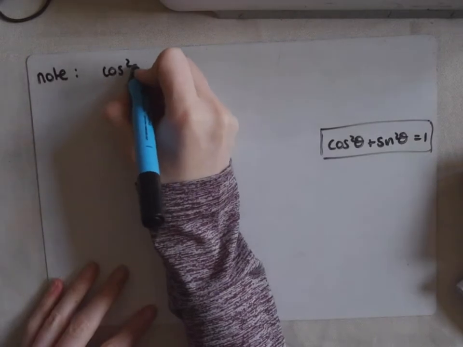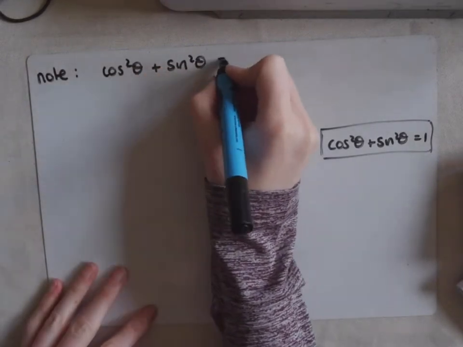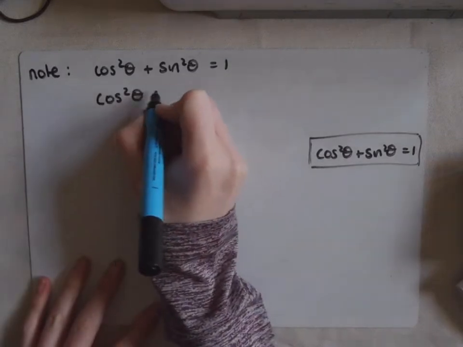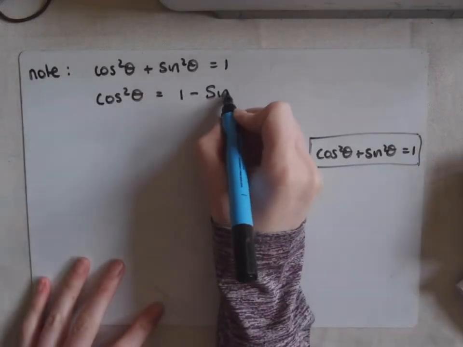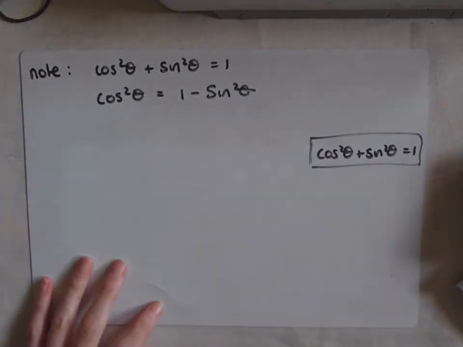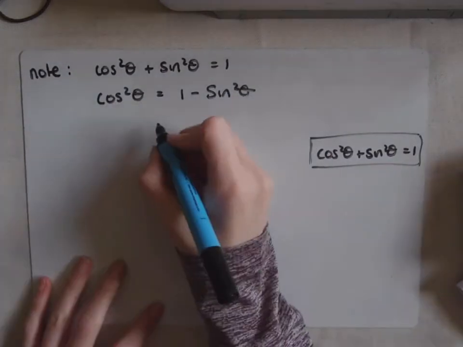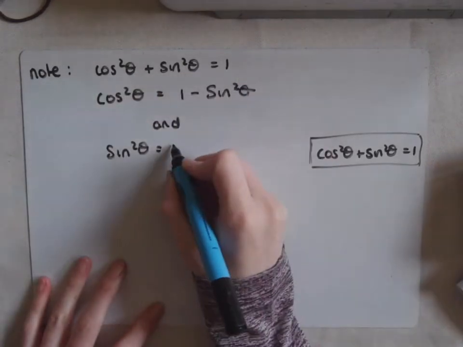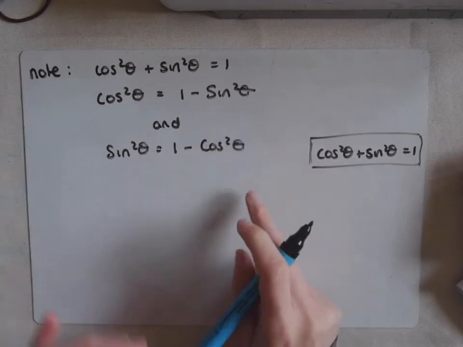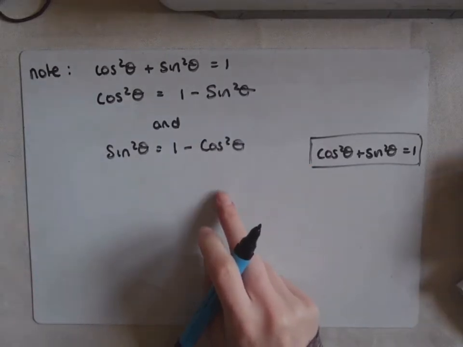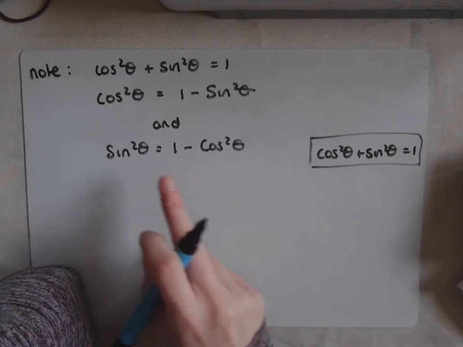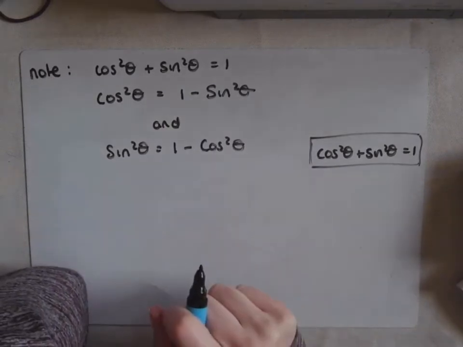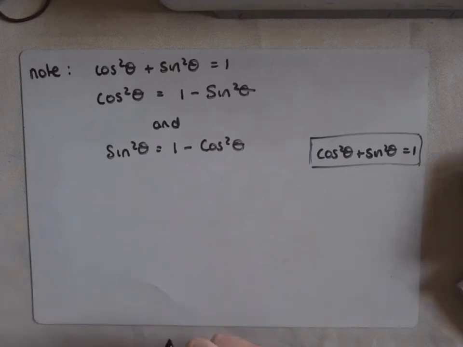A little note, just underneath that: if cos squared theta plus sine squared theta is 1, you can get cos squared theta by doing 1 minus sine squared theta. And if you want sine squared theta, you bring the cos squared over and it becomes a minus. So they might be important. If we're dealing with all cosines and I've got a sine squared, I might replace it with 1 minus cos squared, because then I'll have all cosines. So I'll do a few examples of that now.